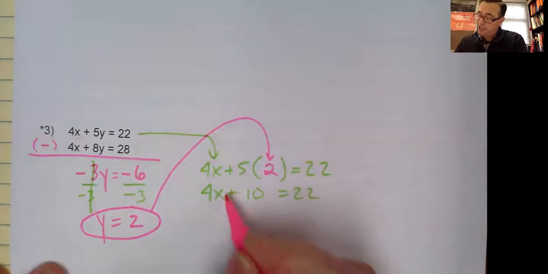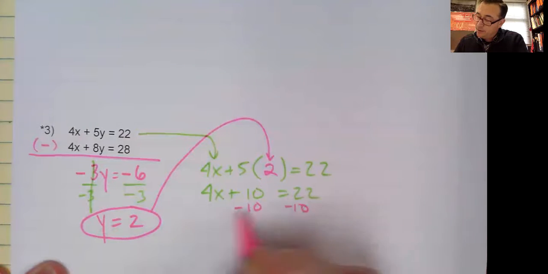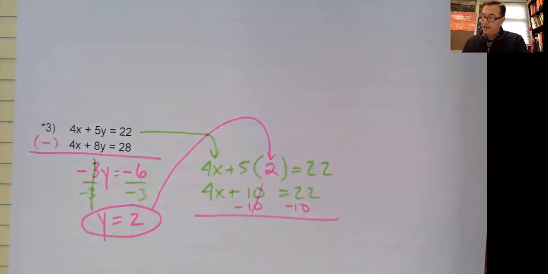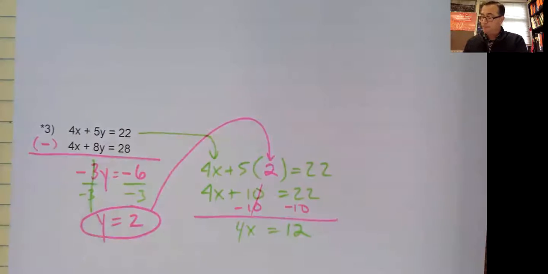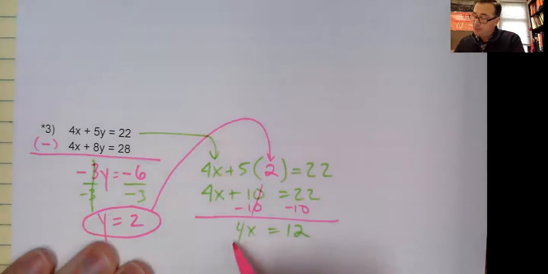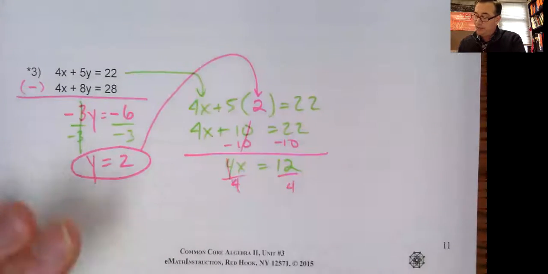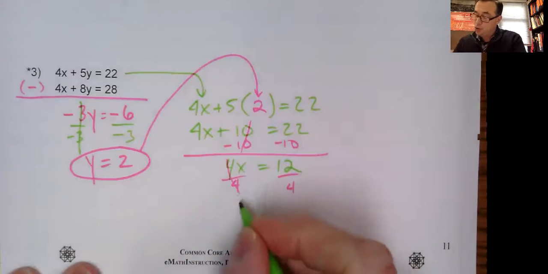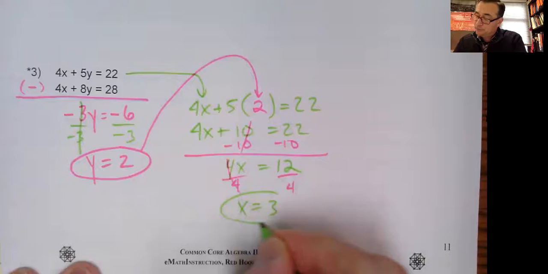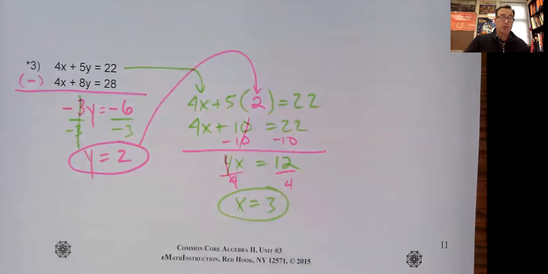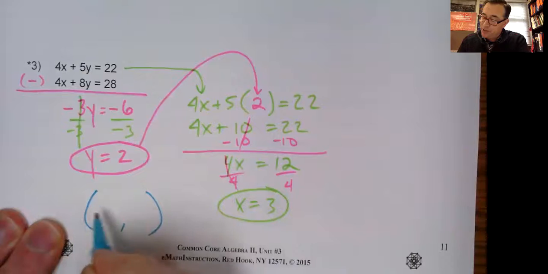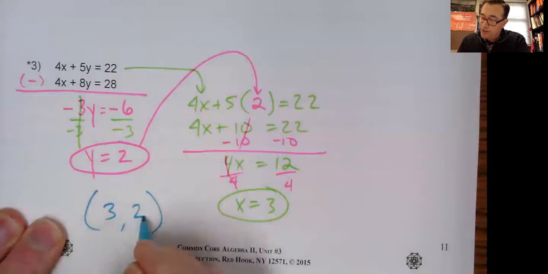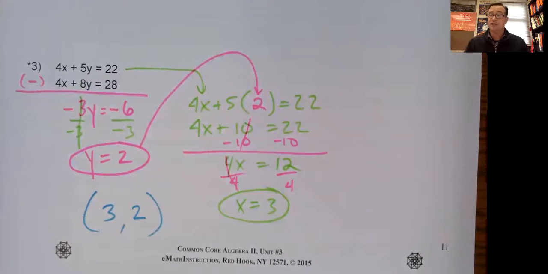If we subtract 10 from both sides, it cancels out here, and I'm going to get that 4x is equal to 12. And now if I divide both sides by that 4, I'm going to get that x is equal to 3. Now, the only thing I would suggest doing on this one, when you write your point, just remember you're putting them in order. 3 is your x value, so that goes first. 2 is your y value, so that goes second. That is the solution to the system of equations.